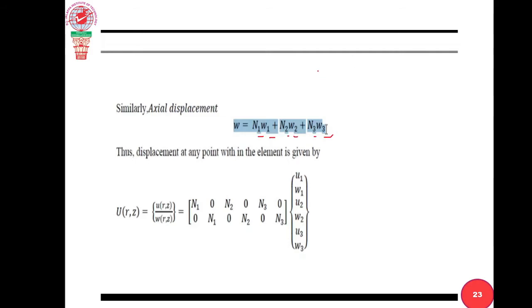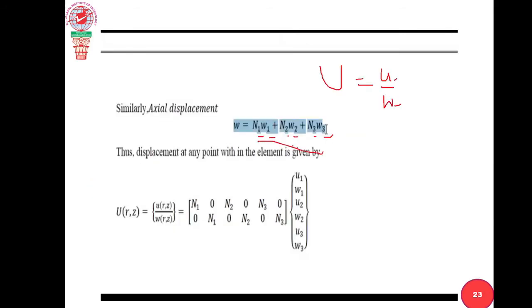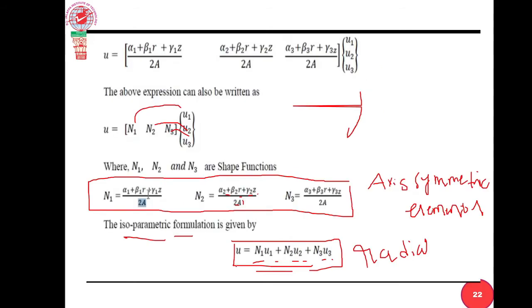Therefore, finally, the global displacement function is with respect to U and with respect to W, that is radial direction and axial direction. Now, this and this equation, if I express it in matrix form, it becomes like this.